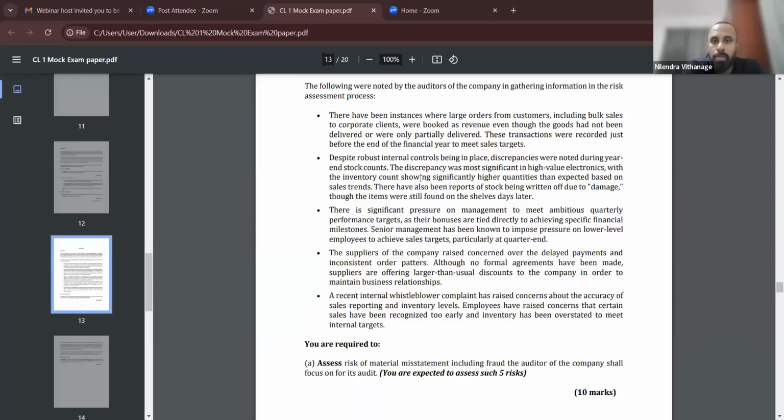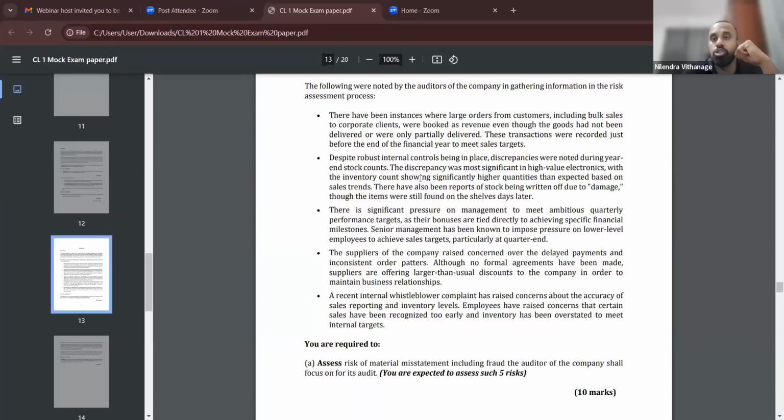Two, despite robust internal controls being in place, discrepancies were noted during the year-end stock count. Stock count discrepancies were there. Recorded inventory is not there in the warehouse. Existence of inventory overstated. The discrepancy was most significant in high-value electronics, with the inventory count showing significantly higher quantities than expected based on sales trends. There is more inventory than expected in high-value electronic items. They are not selling. Slow moving, obsolete.